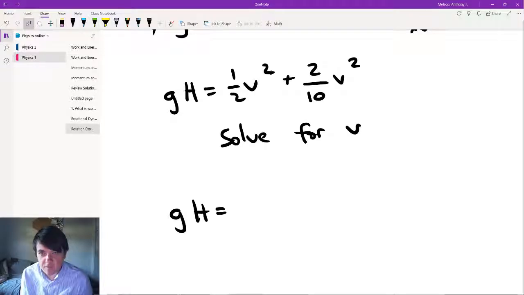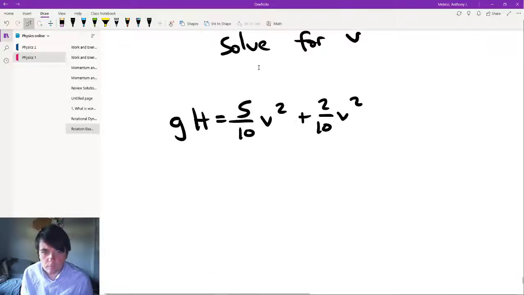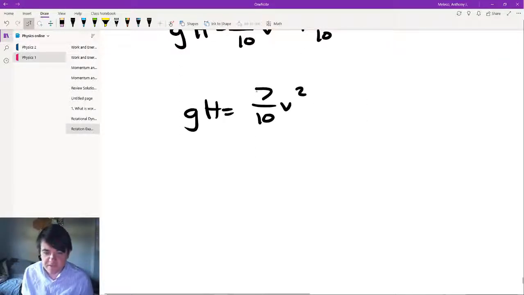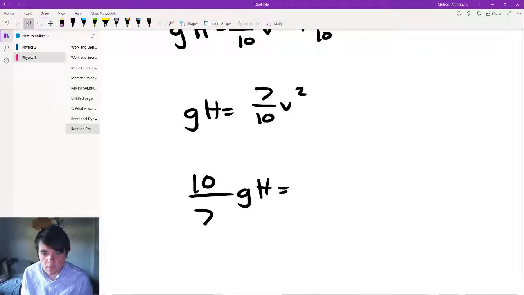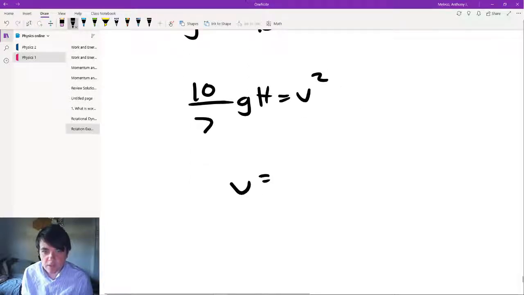We need to make this a common denominator, so times 5. So this would be 5/10 v squared plus 2/10 v squared, which is 7/10. Now we just need to multiply over, so it'd be 10/7 on the other side. And we just take the square root. So v equals the square root of 10/7.